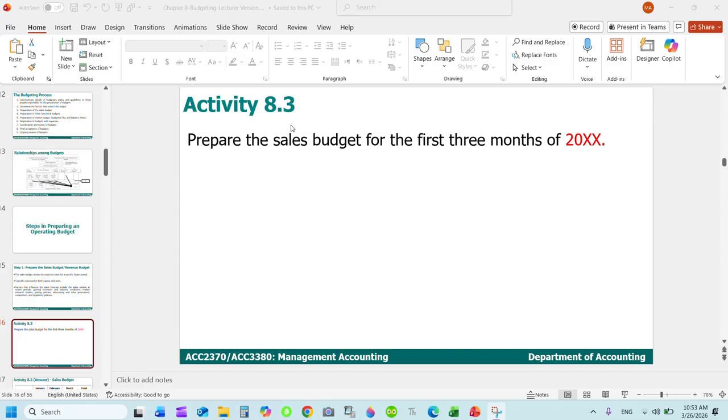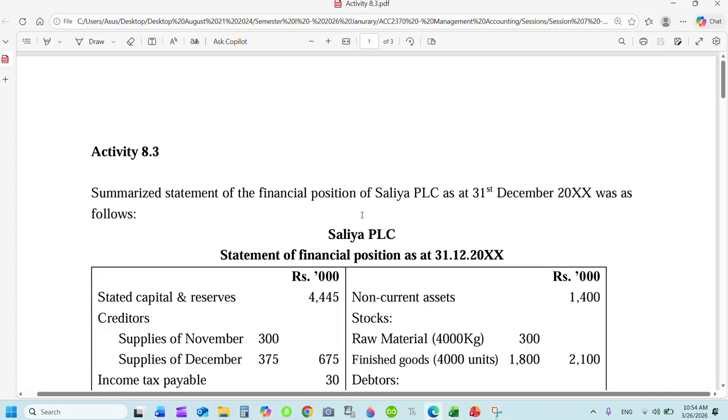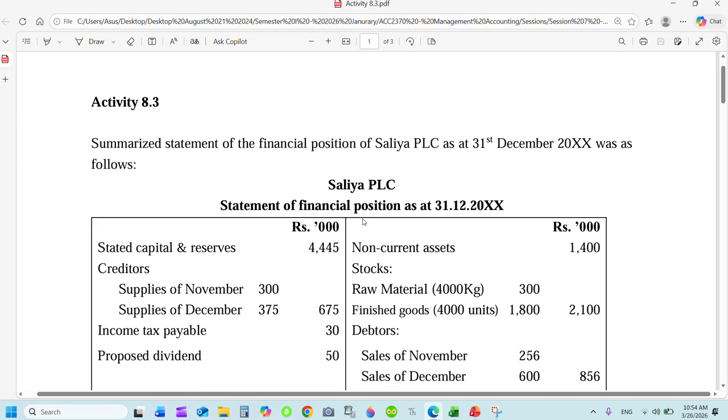Right, this is the activity we have to discuss. We need to start from this activity, the balance part. In the previous session we covered the other parts, right? Okay, activity number 8.3. I think you are given this activity.